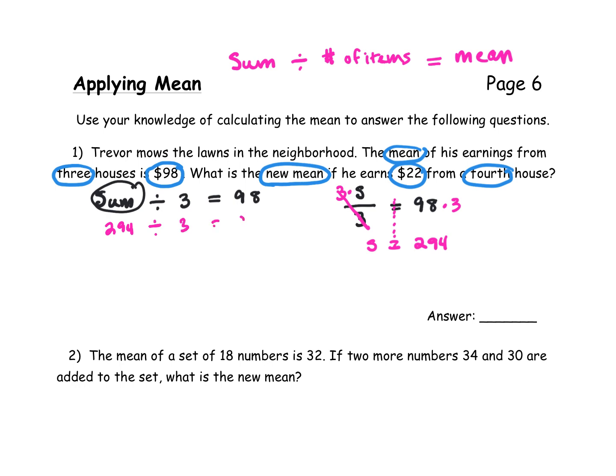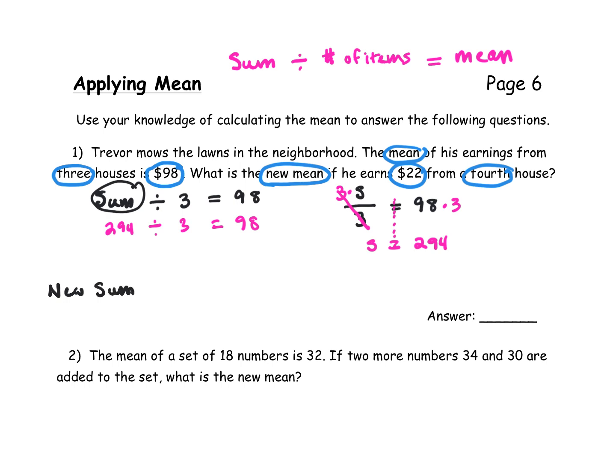So now we do know the original sum. So let's revisit the question. We're asked, what is the new mean? So we're going to have a new mean if he earned $22. So we're going to have a new sum or total, so we're adding something. And finally, the number of items will also change because he's adding a 4th house. So let's write this down. We're going to come up with a new sum.